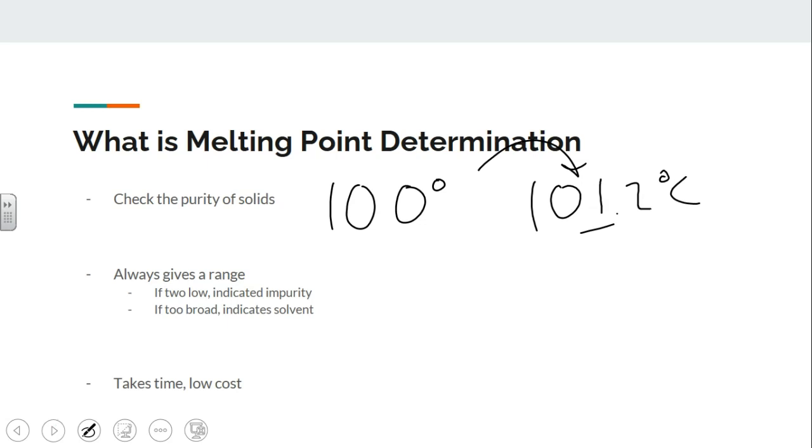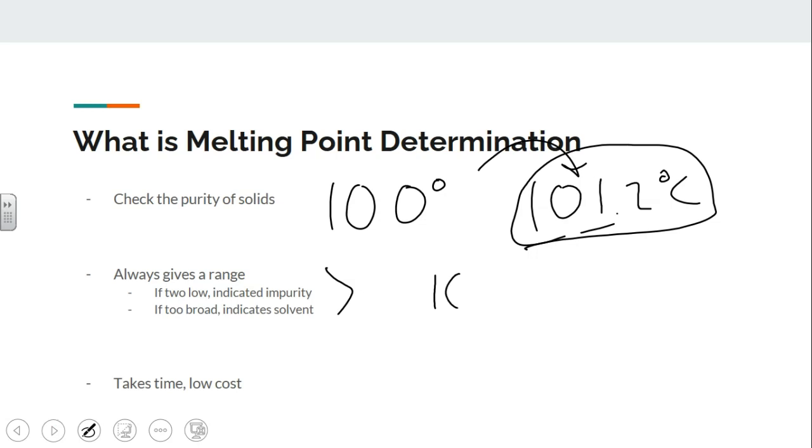Okay, so we can make some indications about the purity of solids based on that. The other thing is that when we experimentally do melting point, we will always give it in a range. Literature values don't give melting points in ranges. They give melting points as just one number like this, okay? But a melting point in the lab will be given in a range.